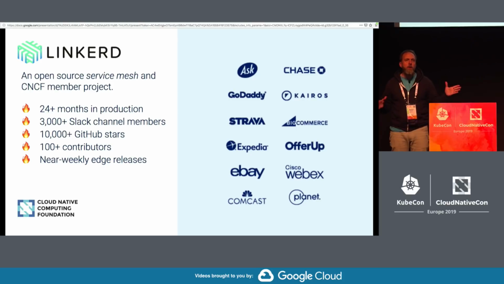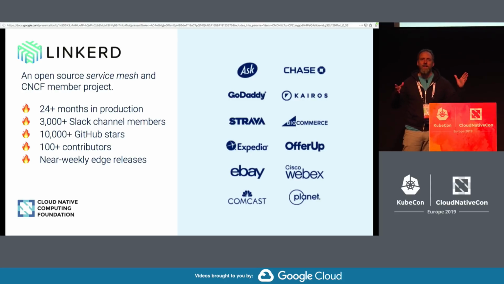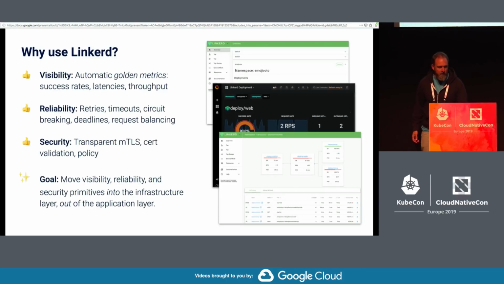And fundamentally, Linkerd is a community project. So it is owned and created and contributed and run by you. You are all members of the Linkerd community. By being in this room, I officially anoint you. So you should feel ownership of Linkerd because you have as much ownership of it as I do.